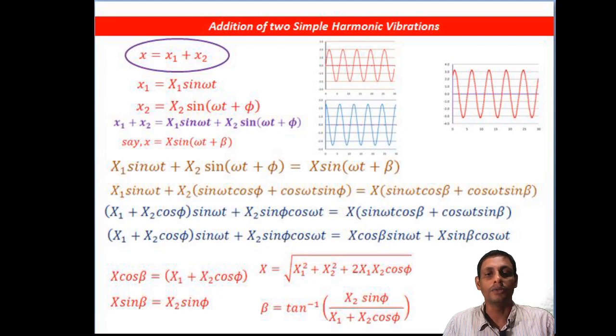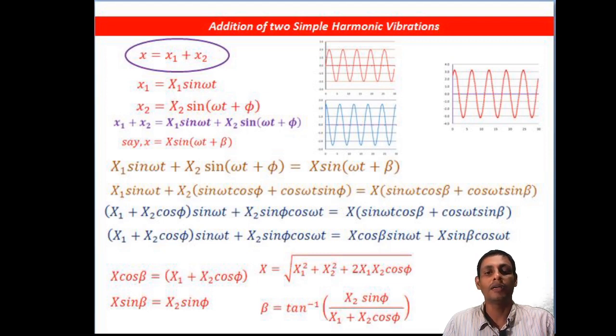That means capital X, once you square and add, X squared cos squared beta plus X squared sin squared beta, that means X squared itself on the left side. Then on the right side it will be (X1 plus X2 cos phi) whole squared plus (X2 sin phi) whole squared, and there will be terms X2 squared cos squared phi and X2 squared sin squared phi. Those terms will become X2 squared. Finally, X equals the square root of X1 squared plus X2 squared plus 2 X1 X2 cos phi.